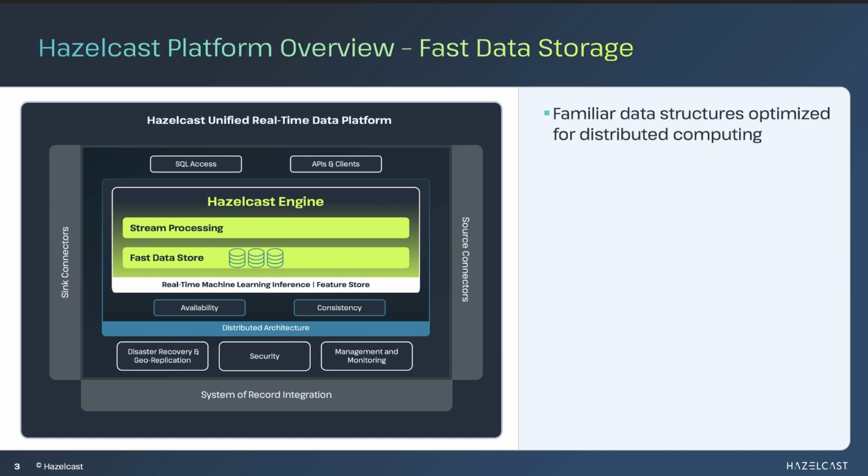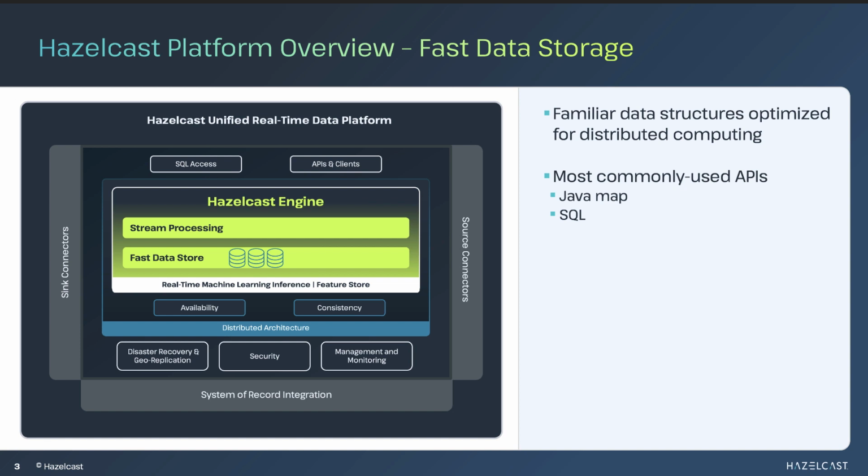Fast data storage provides in-memory caching of data for performant access by applications. Data is stored using familiar data structures like maps and lists that have been optimized for operation across a distributed system. The most commonly used data structure is the distributed map, a key value store that you can access with the Java Map API. The value field can be any data type, a POJO, or a JSON object. You can also use SQL in any of our supported clients to read, search, and write data to the key value store.